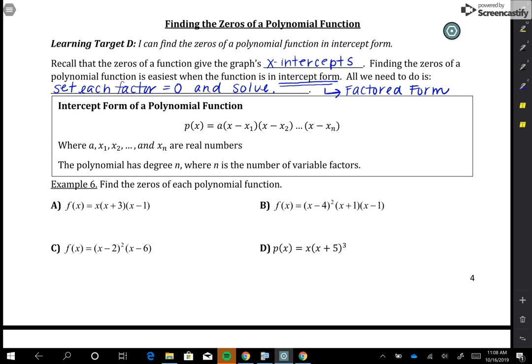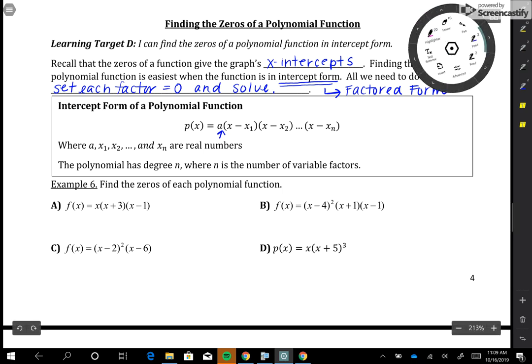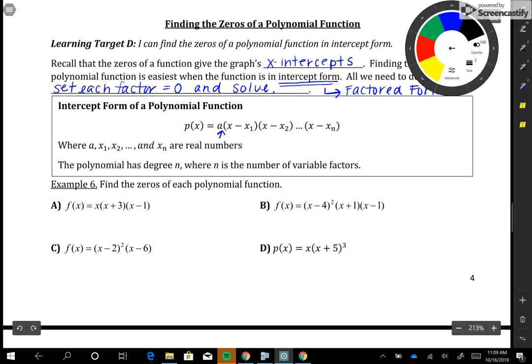So here is the intercept form of a polynomial function. As I was mentioning, sometimes we might have an a value out front other than just 1. And so that's just a number. Otherwise, all of the factors must have a variable, meaning your x, and then each factor is subtracting a constant. So these would all be numbers.